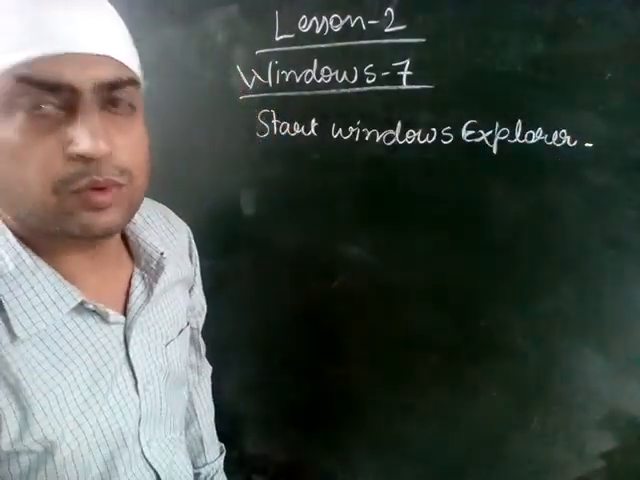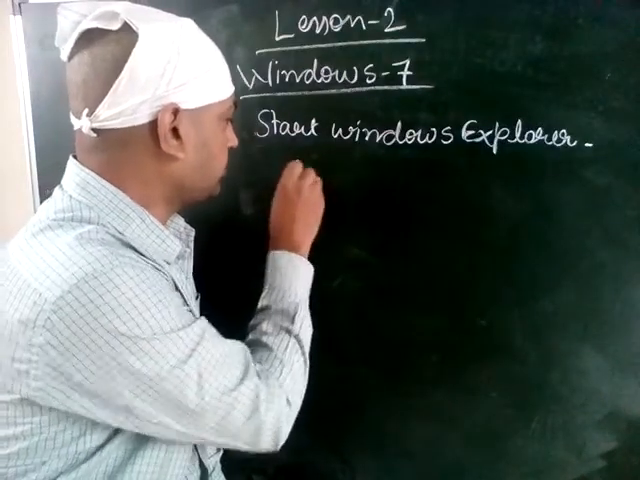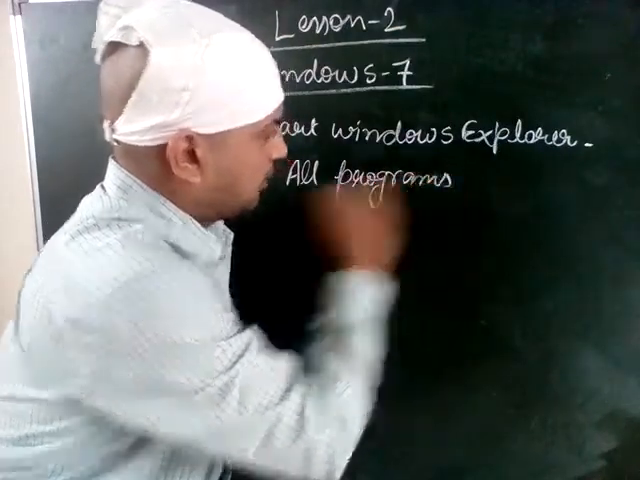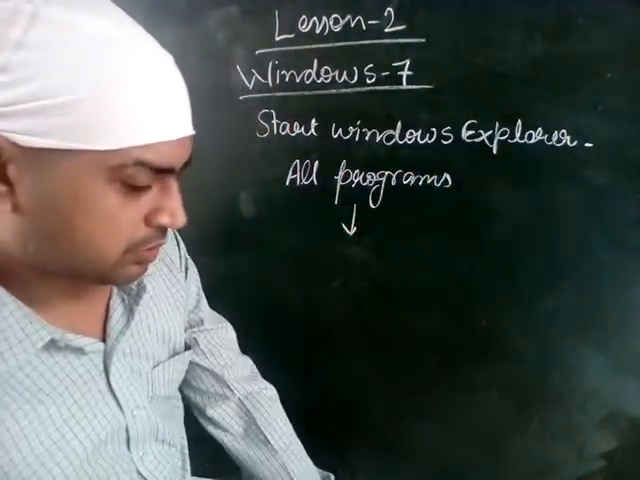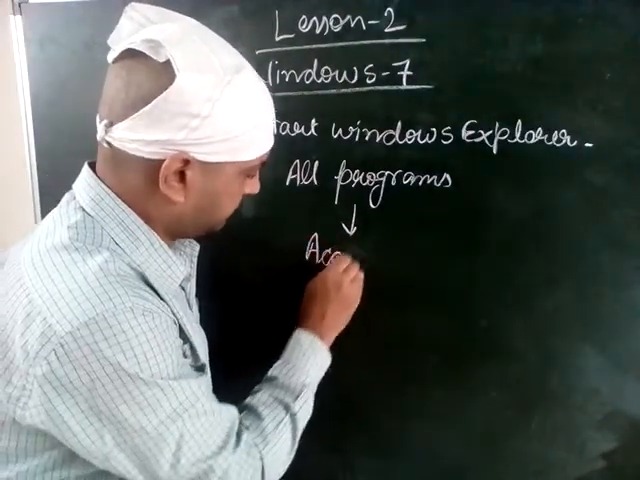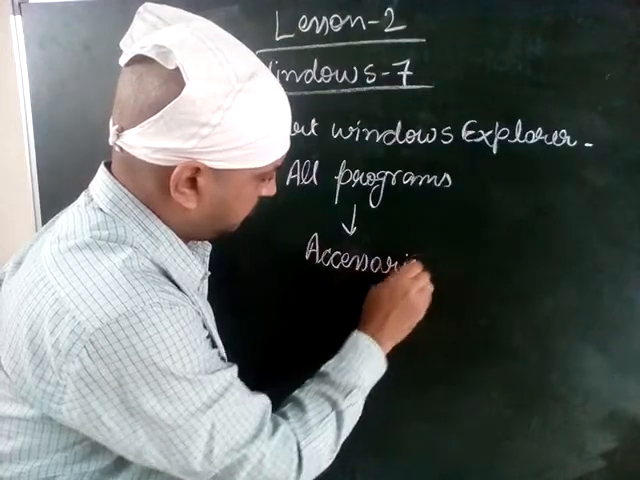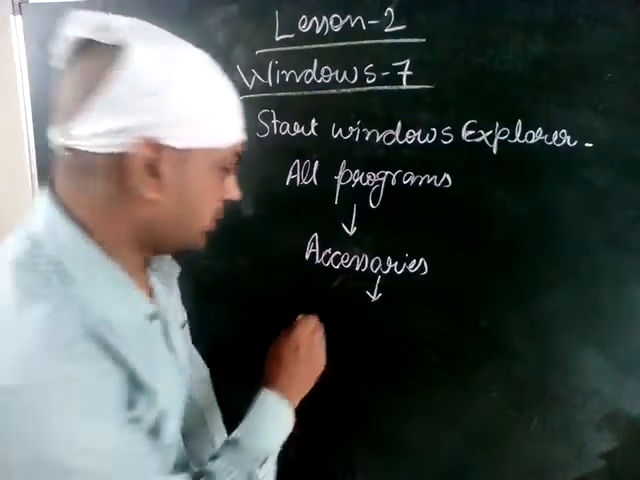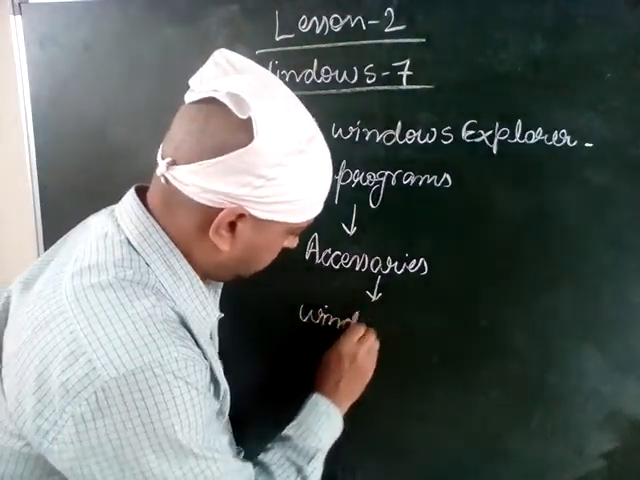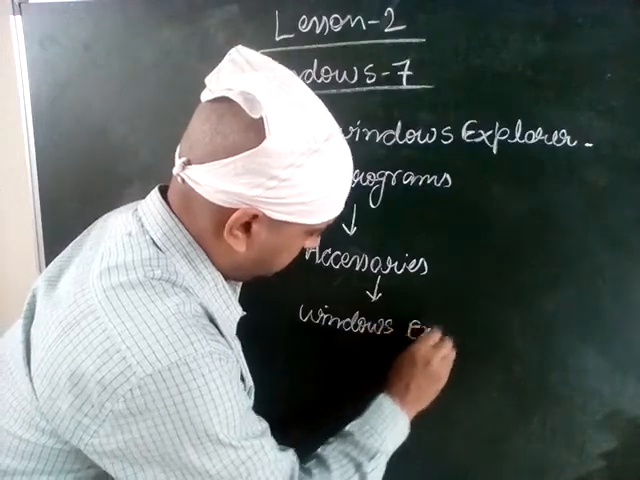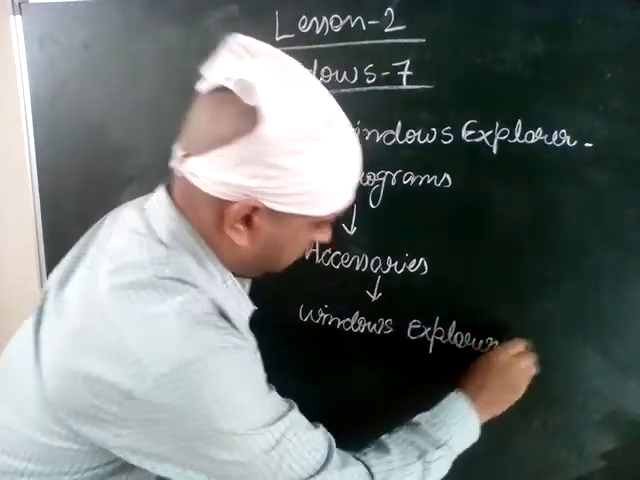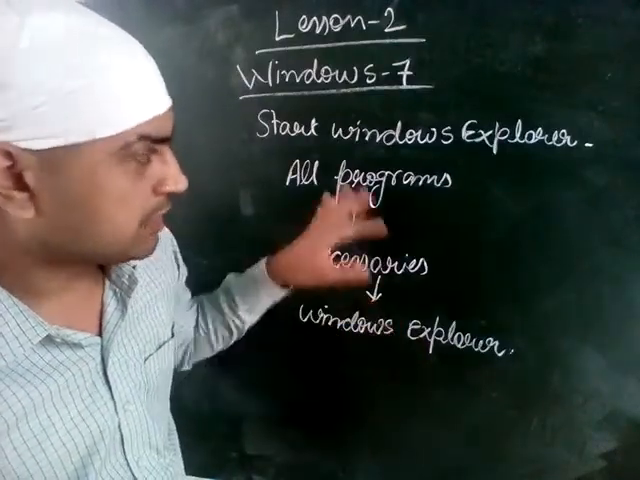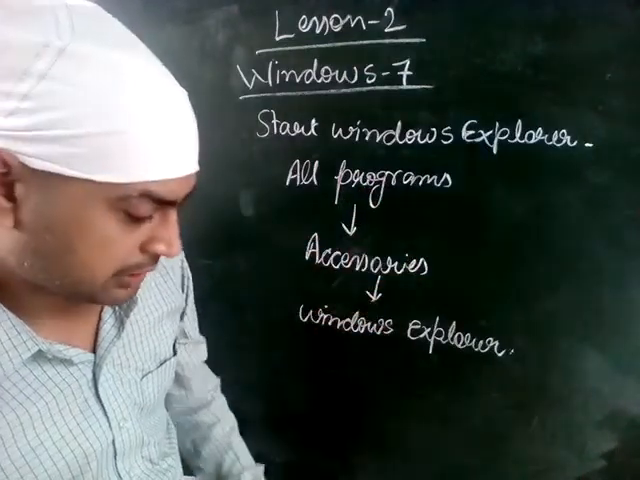Windows Explorer. Now note down this method. You have to go to all programs. Then you have to go to accessories, and in this accessories you will get Windows Explorer. In the Windows accessories you will get Windows Explorer. Now this is the way by which you will open Windows Explorer.